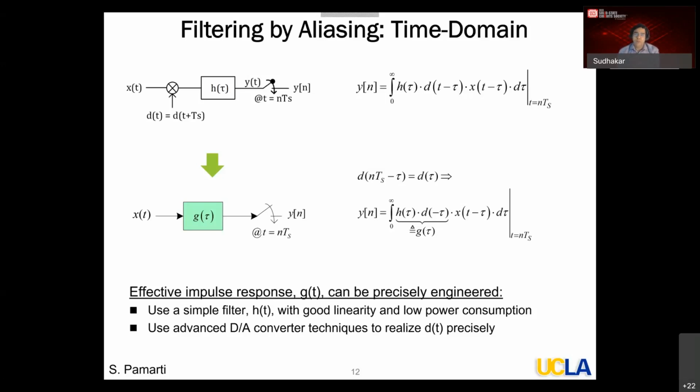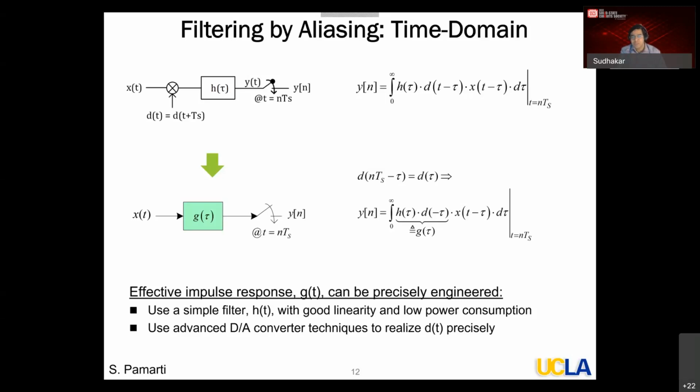The idea is that if you want a really sharp programmable filter, you can choose your d of t such that you can tailor the impulse response g of tau. In other words, you can precisely engineer the effective impulse response g of tau. And how do you do that? By realizing a precise d of t. Now, fortunately, digital to analog converter techniques have advanced quite a bit, and these days you can realize fairly precise analog waveforms with these sophisticated digital to analog converter techniques very well.